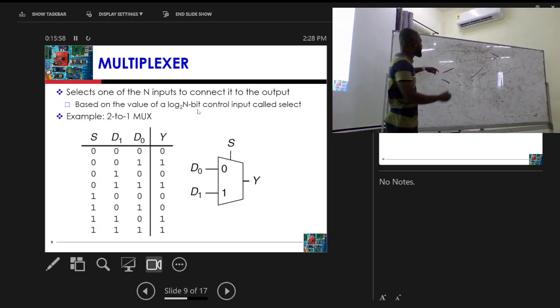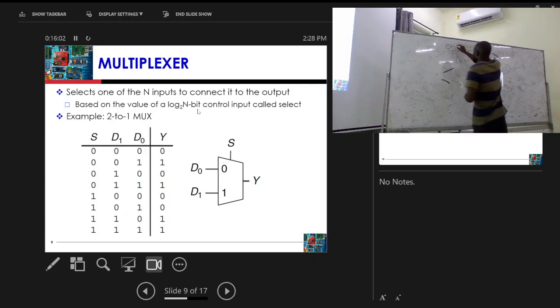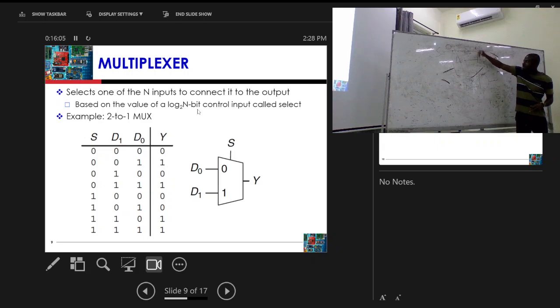So we have S here. If S is 0, what do you think happens? Here becomes 1. Here becomes what? This 0. Because here is 1, this 0 will come here. Right? If S is 0 here, here becomes 0.